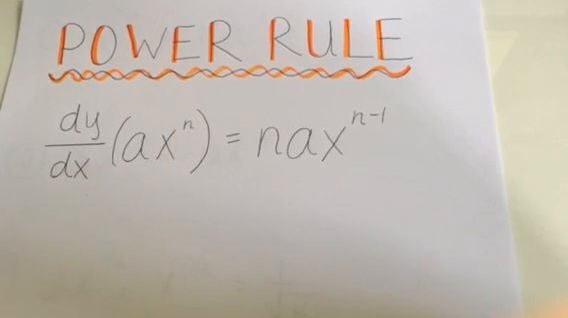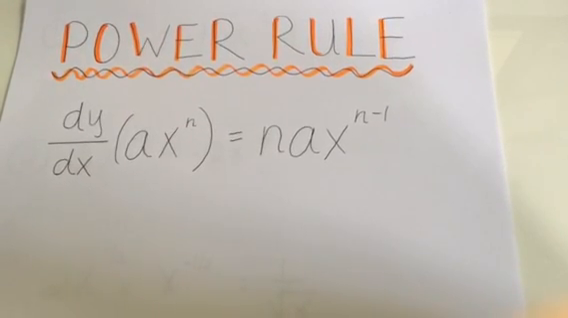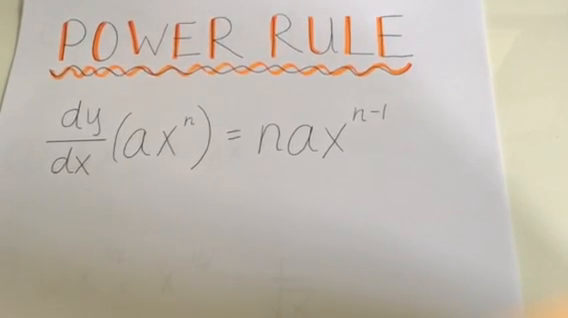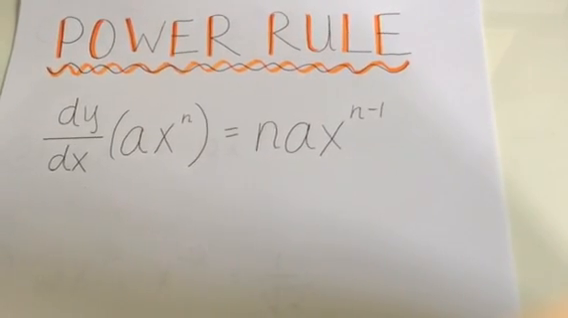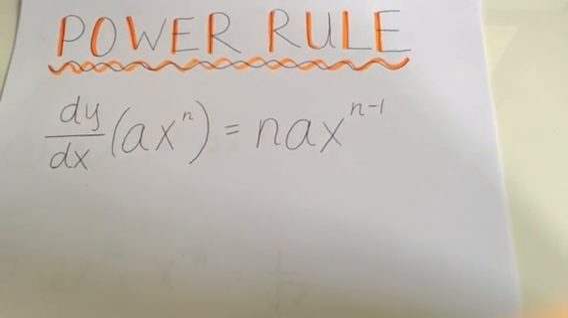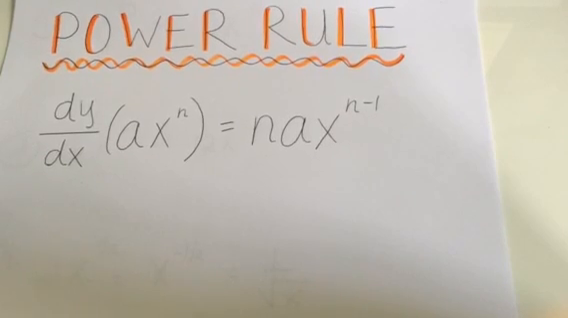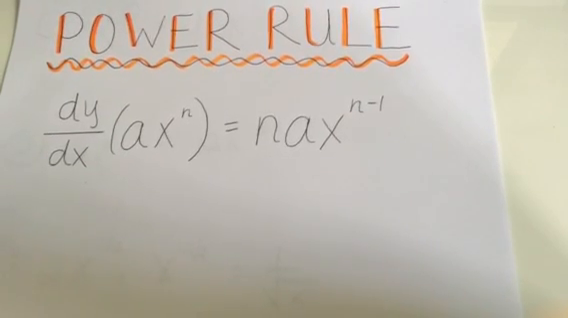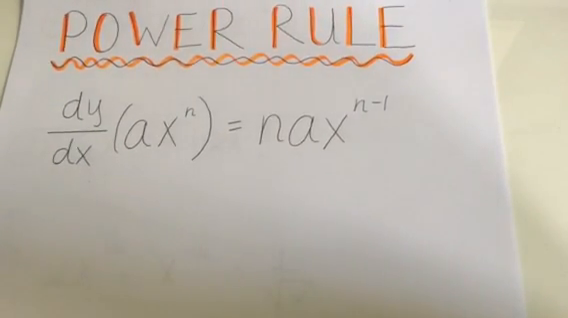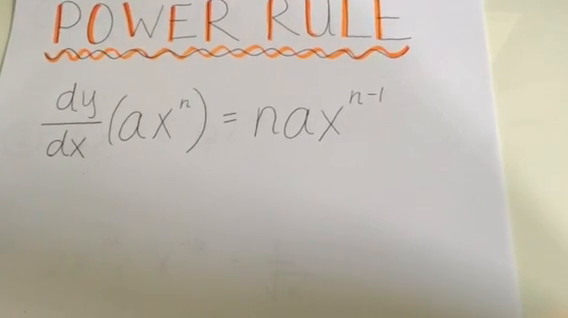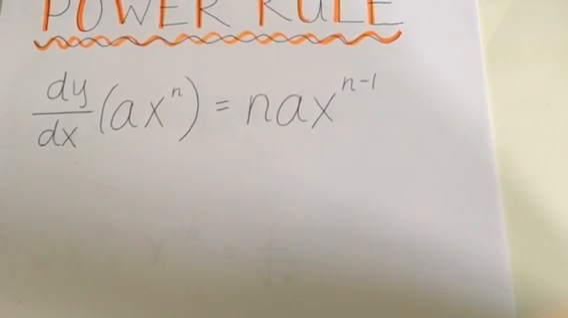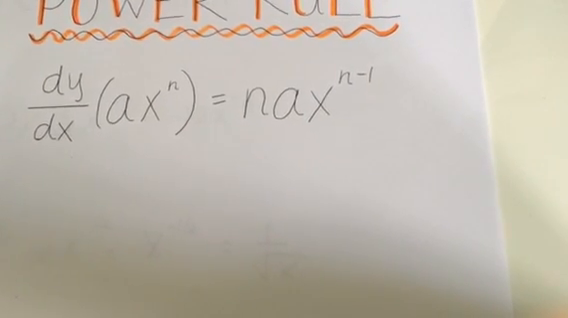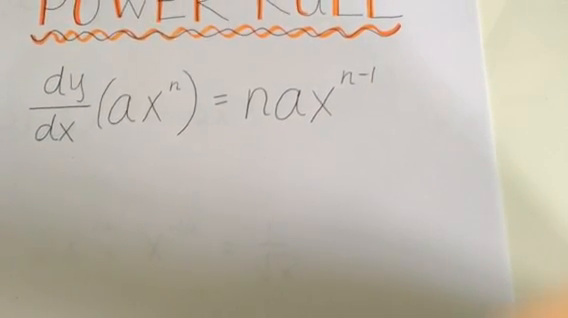So, the power rule states that, let n be any integer other than 0 and a be some constant. Then the derivative of the function a times x to the power of n is equal to n times a x to the power n minus 1. So basically, the rule states that you take the current power and bring it down in front and multiply it with the coefficient of that term. Then you subtract 1 from the exponent and that gives you your derivative.